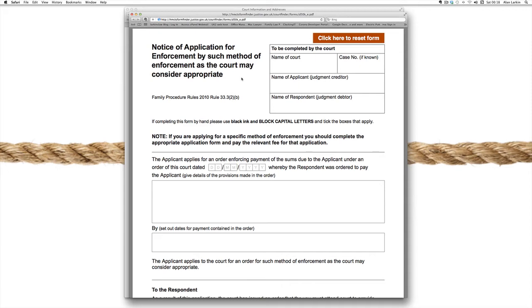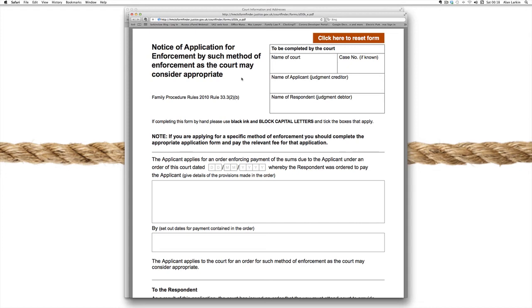So the really clever thing about this is that you can apply to the judge and you can say to him or her, look, I need to enforce my maintenance order against the person who's refusing to pay me, but I'm not absolutely sure whether it should be by way of attachment of earnings or whether it should be by way of a third-party order, which is where you can try and go against the bank account held by the person who should be paying you the maintenance.